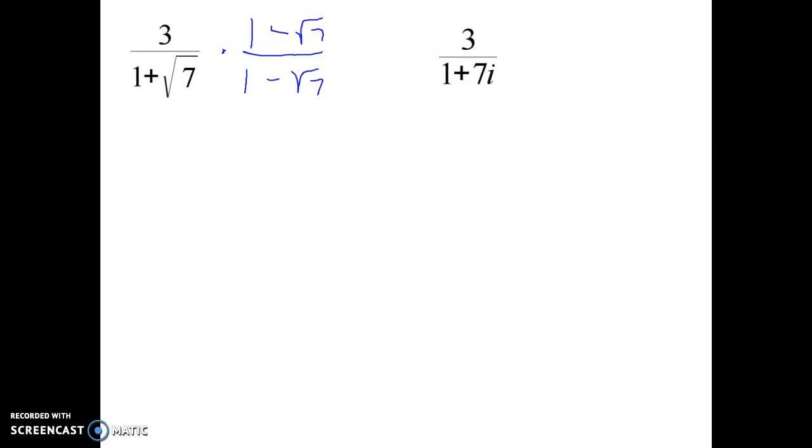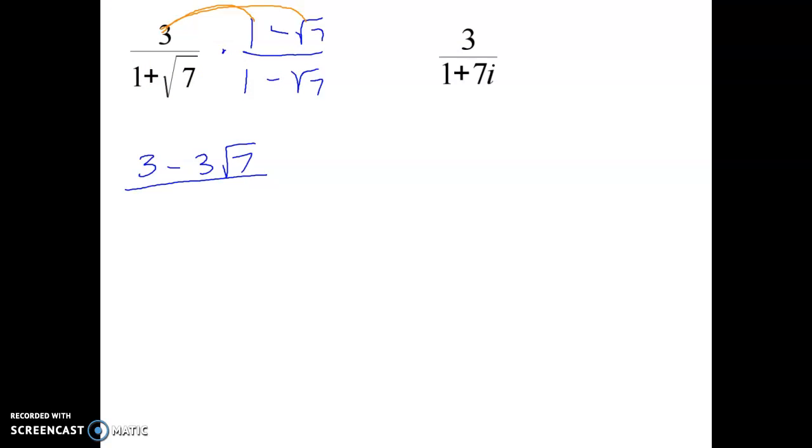And then if we wanted to simplify that, in the numerator I have a monomial times a binomial. So I'm going to distribute that 3 to both of those. And when I distribute, what I'm going to get is 1 times 3 and 3 times the square root of 7. And then in the denominator, remember we have a binomial times a binomial. And anytime we have that situation, we have to FOIL.